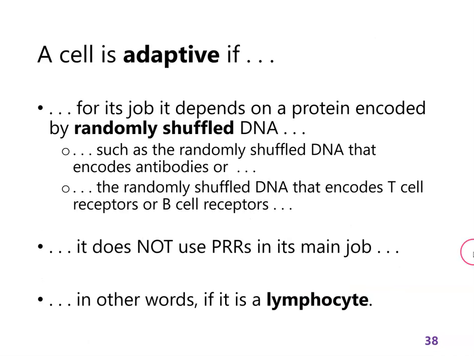So a cell is an adaptive cell if they all have these characteristics. If it depends on randomly shuffled DNA to make a protein, and that's the protein that it depends on to do its job. So that's how antibodies are made. The genes encoding antibodies are randomly shuffled to make a new antibody when a B cell is very young. T cell receptors are arguably more important. T cells are really the critical thing.